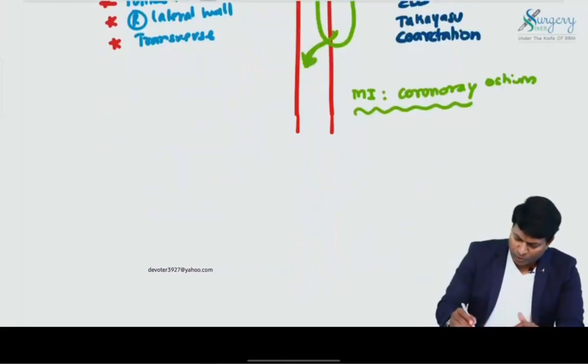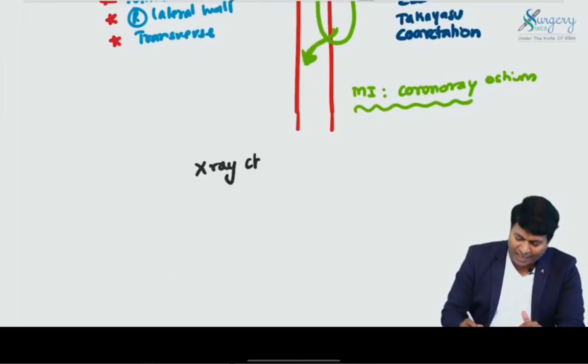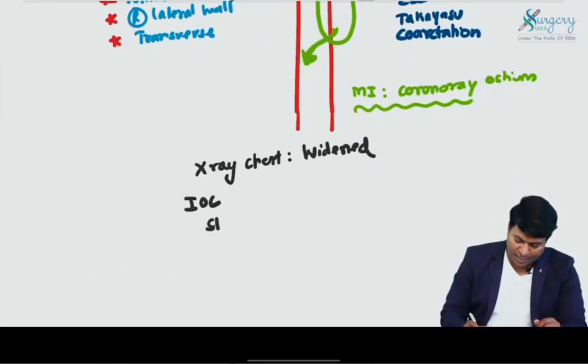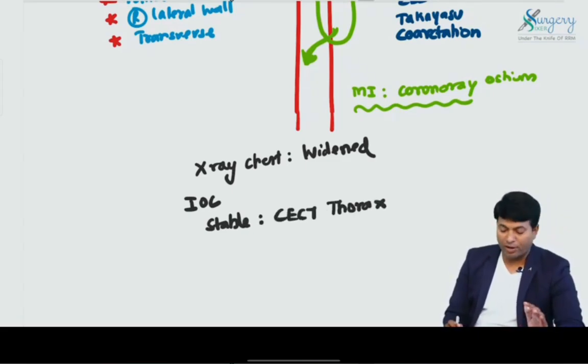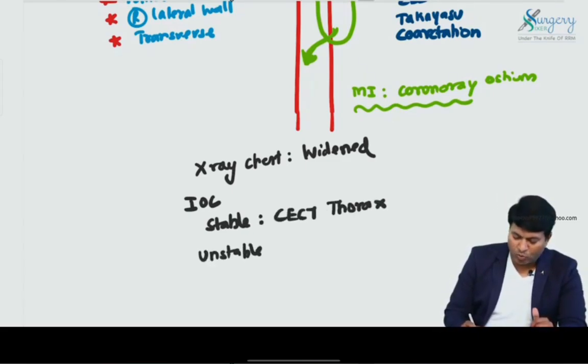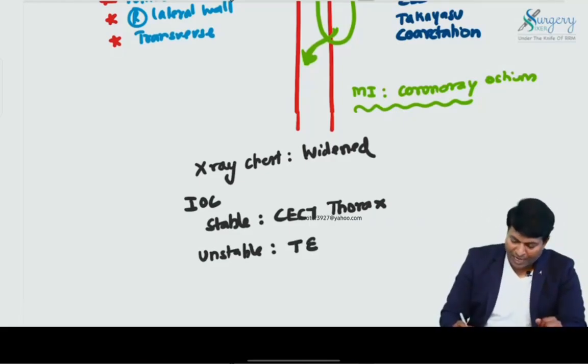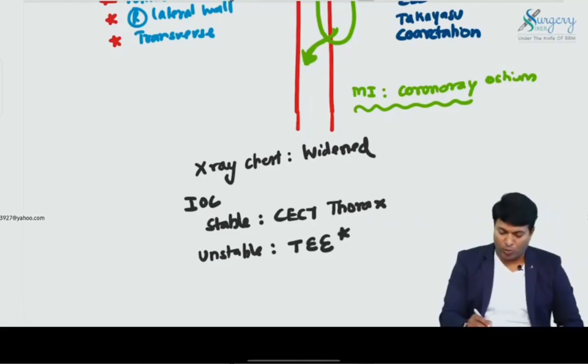When you take an X-ray chest, that will show you a widened mediastinum. Please remember, X-ray chest will show you a widened mediastinum. The investigation of choice for a stable patient is CECT thorax. CECT thorax is done for stable patients. For unstable patients, for whom there is no time for a CT scan to confirm the diagnosis, we do transesophageal echo. Please don't forget, transesophageal echo is done for unstable patients.